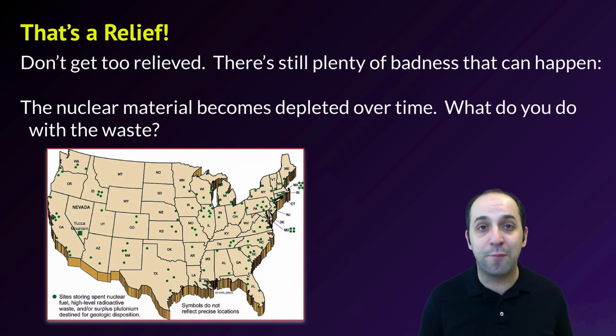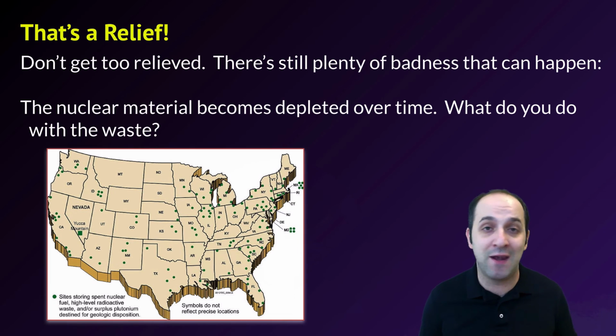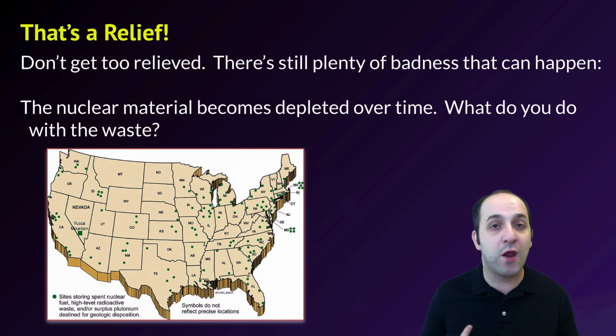I mean, that's a relief, but don't get too relieved. There are still quite a few problems with nuclear power, and so let's talk about those. So the first is that the nuclear material becomes depleted over time and it's still radioactive, so you have radioactive waste. All of that coolant that's been in contact with the fuel rods directly is radioactive, so that's more waste. The control rods are waste. Anything that was in that core becomes radioactive, and that has to be stored someplace.